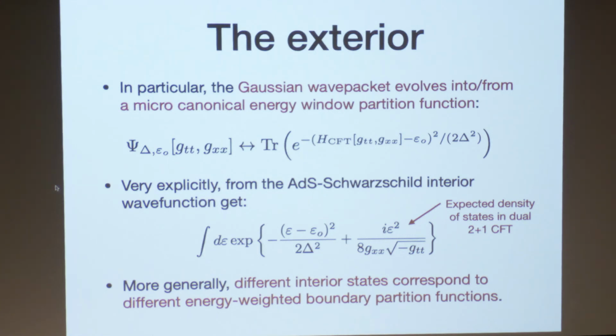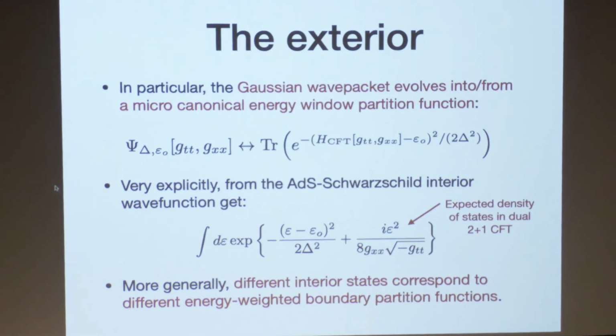To make it even more explicit, just using the actual form of this for Schwarzschild and extending it to the boundary, it's exactly this quantity. So you integrate over all energies. The energies are supported near epsilon 0. So there's a spectrum in the boundary theory. There's some density of states. There's an energy. There's a window with width delta. And there's a partition function. It's counting all the states in that window.